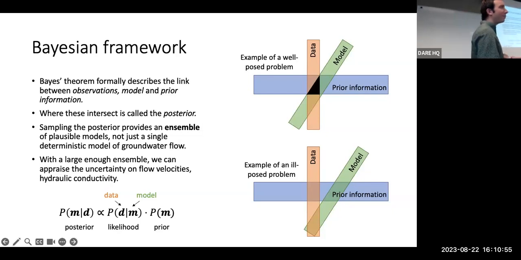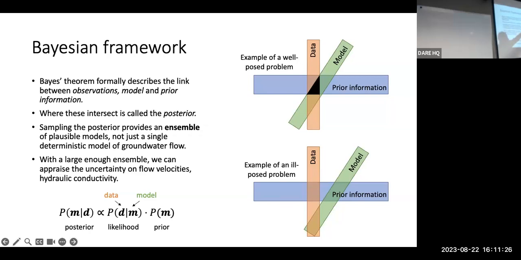And so the way that we decided to approach this was to assimilate our data within a Bayesian framework. Bayes' theorem formally describes the link between observations, priors, and the model output, and where these intersect is called the posterior. So we have our prior information in blue, data in orange, and the model in green. The posterior is that black region where those three quantities intersect.